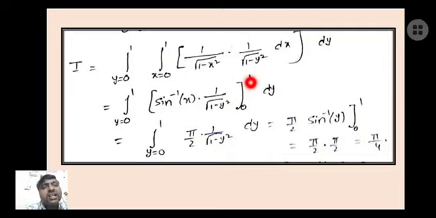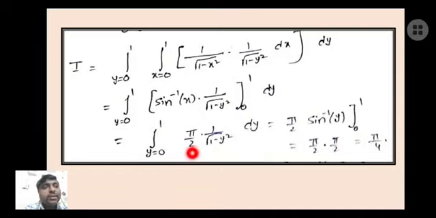Now I am replacing the limits. When x equal to 1, sine inverse 1 is nothing but pi by 2. When I am replacing the lower limit 0, that is sine inverse 0, it is 0. So by simplifying this particular term, I am getting only pi by 2 here. And 1 by root over 1 minus y square, till now it will be treated as constant, into dy. Now the double integration will be reduced into a definite integral with a single variable function.